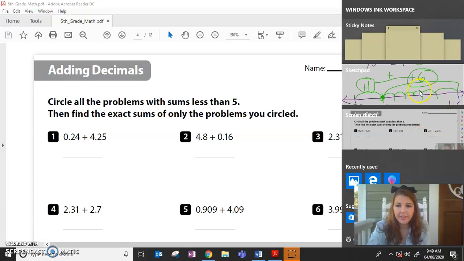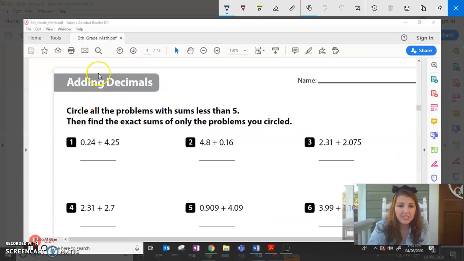Okay, to begin, I'm going to start on this page, which is asking about adding decimals. It says to circle all the problems with sums less than 5. Remember, a sum is the answer when you add. Then find the exact sums of only the problems you circled. So you don't have to actually solve all the problems on this page fully.